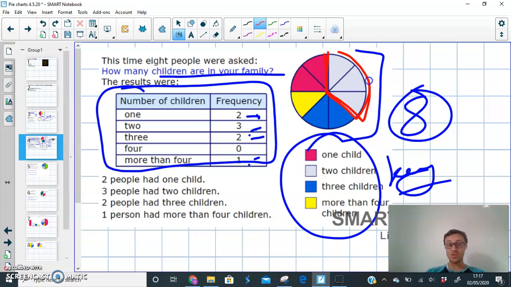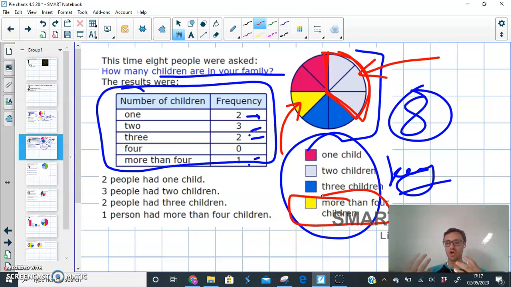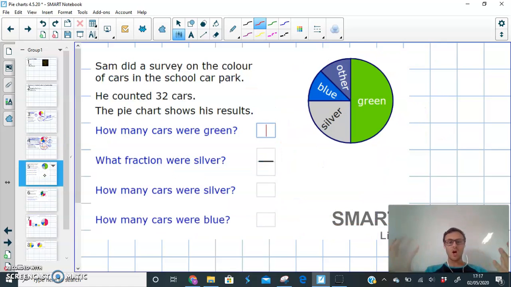So it's really visual to see from a pie chart that 2 children is the most popular, and the least popular option was more than 4 children. So that's why pie charts are really good at showing visually the data that you are representing, and it's clear to see just by looking straight away at it. Okay, now then it asks you about fractions.